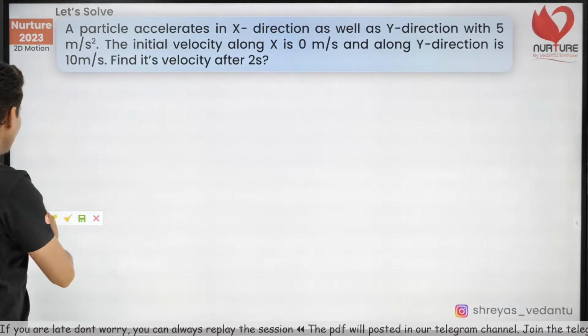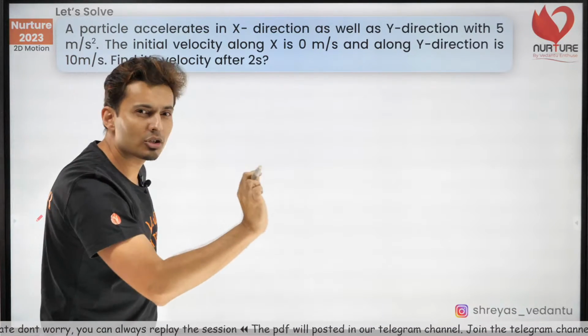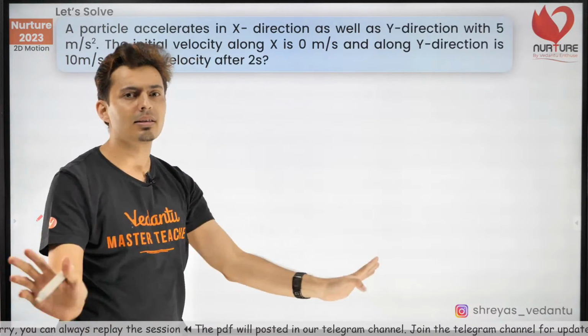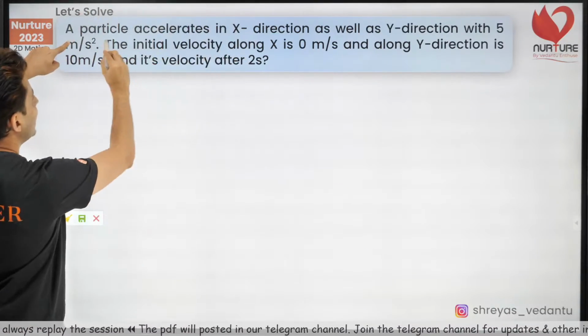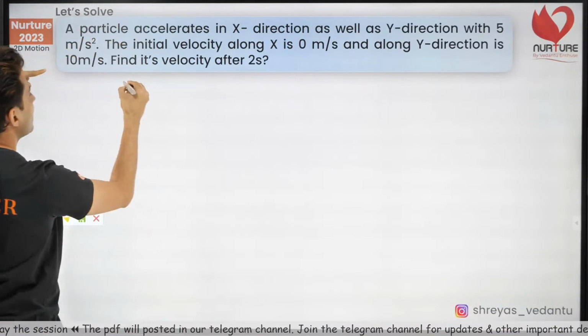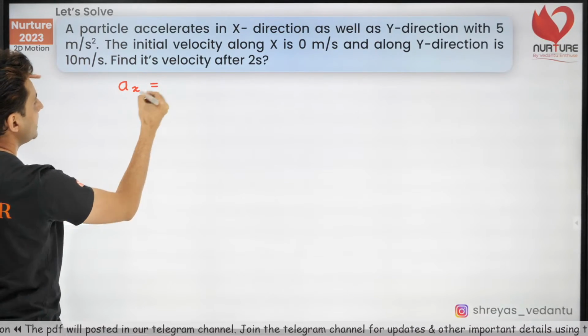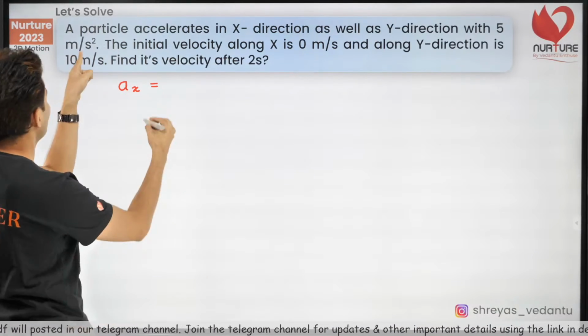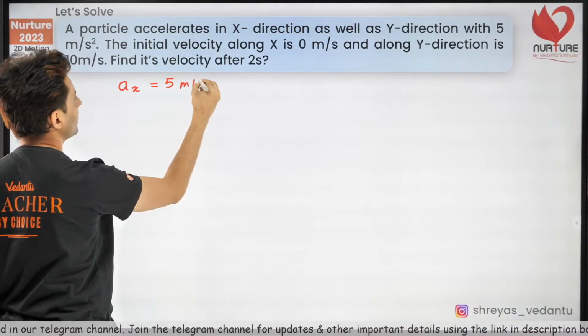Now look at that. First thing what you should do, write down whatever is given. It accelerates in x direction. That means ax. It is accelerating in x. How much? 5 meters per second square.